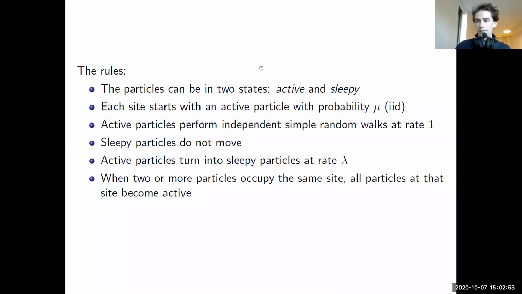And then what's the final interesting rule, how do particles interact? When you have two or more particles at the same site, then they all become active. So in the simplest case, when there's a sleeping particle at some site and an active particle comes along and reaches the same site, then that sleeping particle is woken up, and then they both continue their simple random walks.